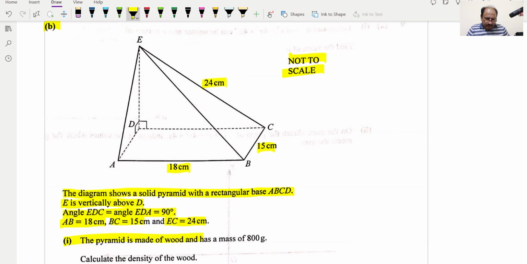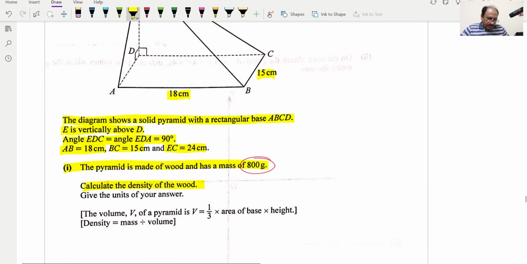Part 1. The pyramid is made of wood and has a mass of 800 grams. Calculate the density of the wood. So density of wood is required. Give the units of your answer. So units will be having separate marks. So don't forget to write the units in the answer.